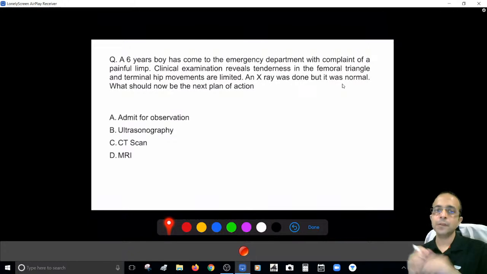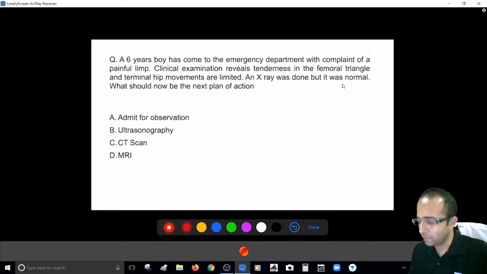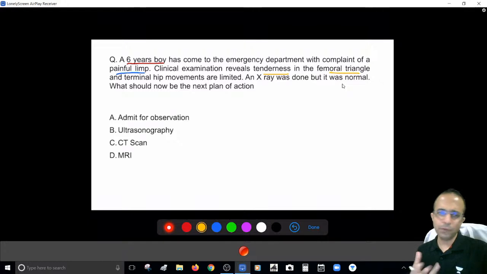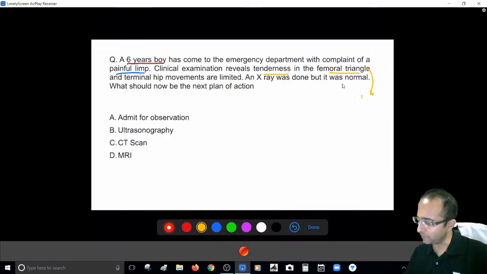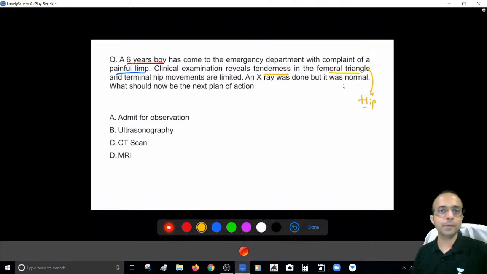Fine guys. Now another very nice question that's always been a subject of controversy. A 6-year-old boy has come to you. Please note the age. It's going to play some important role in your decision making. Now his complaint is a painful limp. Clinical examination says tenderness in the femoral triangle. You very well know what is femoral triangle, and the most important content of this triangle is the hip joint. So in a simple way, the examiner says there is tenderness in the area of the hip.